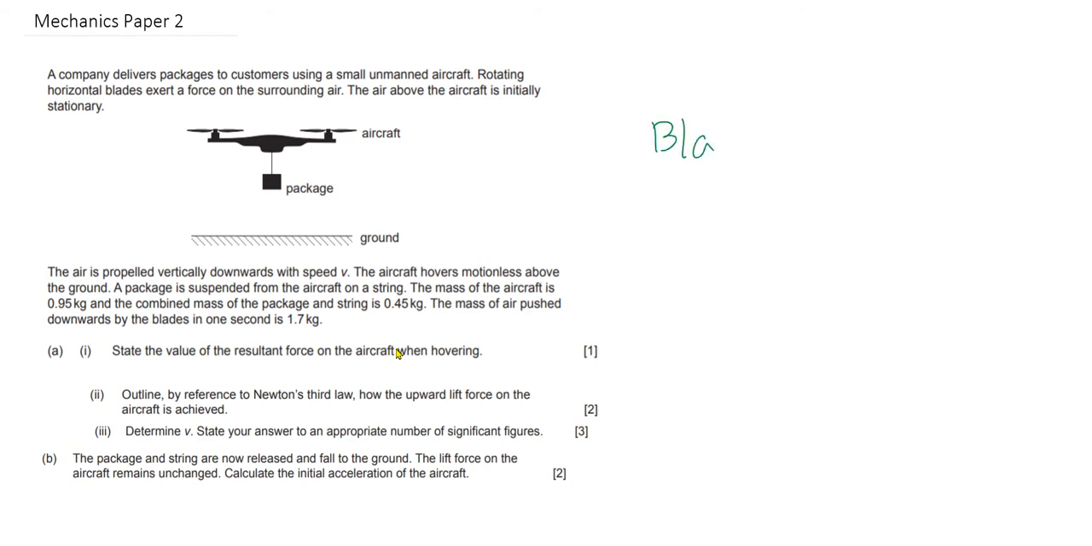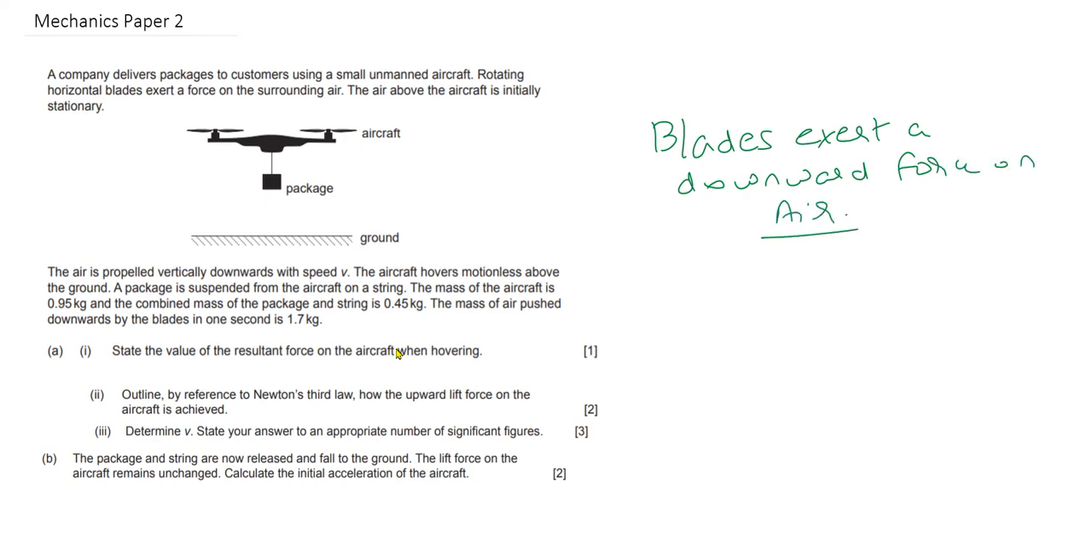So the blades of the rotor exert a downward force on the air. Now, according to Newton's third law, which states that each force will have an equal and opposite reaction, that means the air will exert an upward force on the blades.